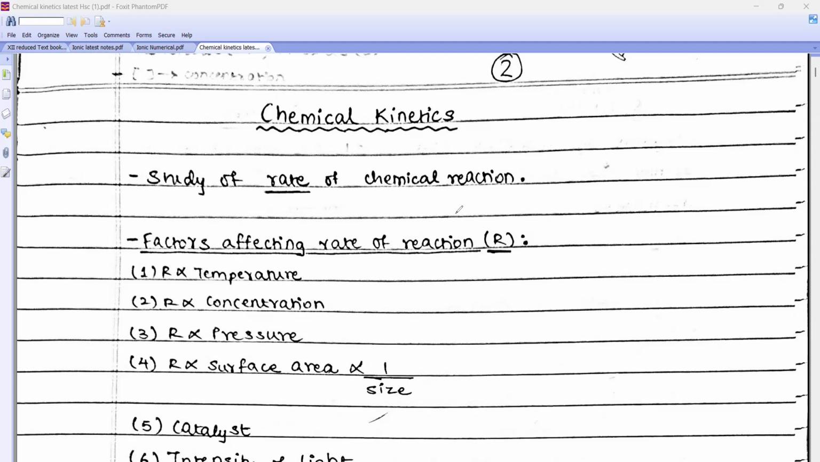And in both I am adding a piece of metal. Who will react faster, dilute or concentrated? So the rate of reaction is directly proportional to concentration.